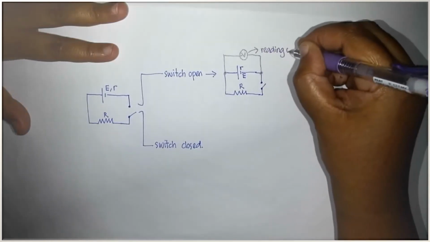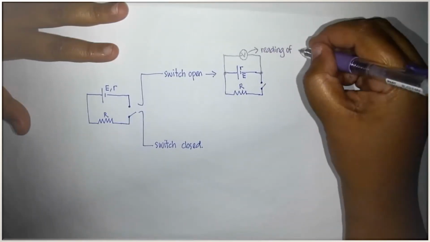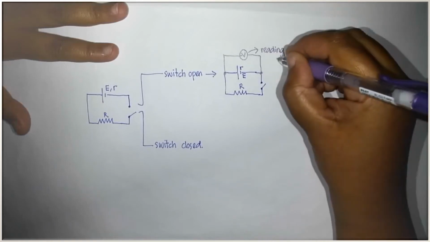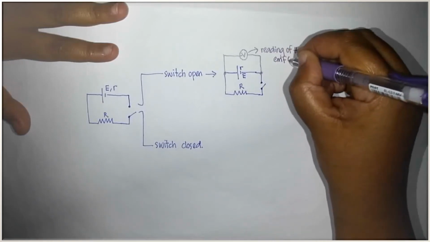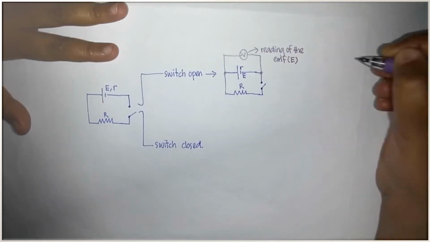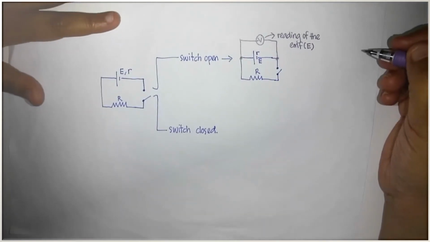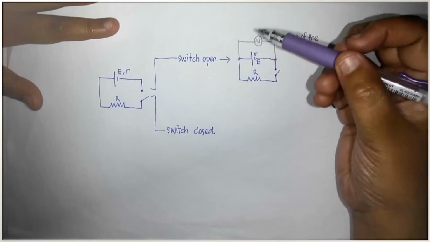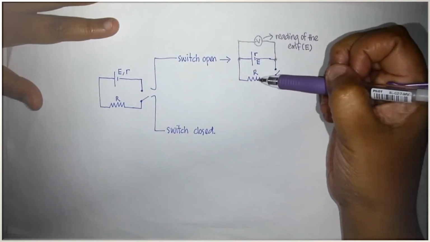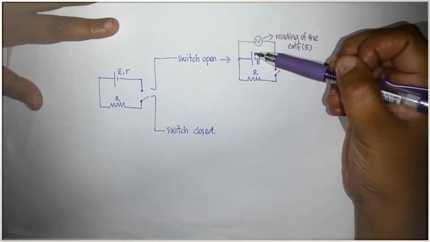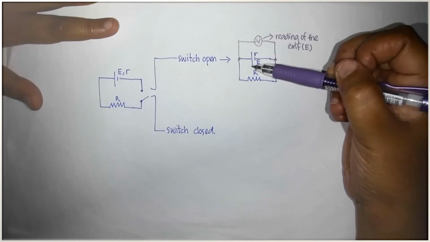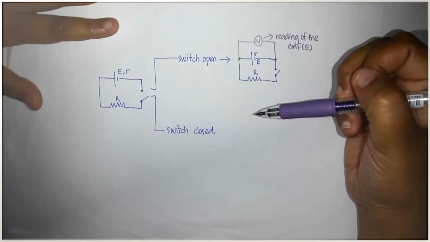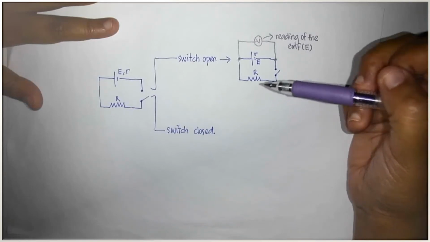It will give you the reading of the EMF, which is E, if the switch is open. Why? Because when the switch is open, there is no current flow. When there is no current flow, there is no voltage drop across the internal resistance, and there is no terminal voltage drop.